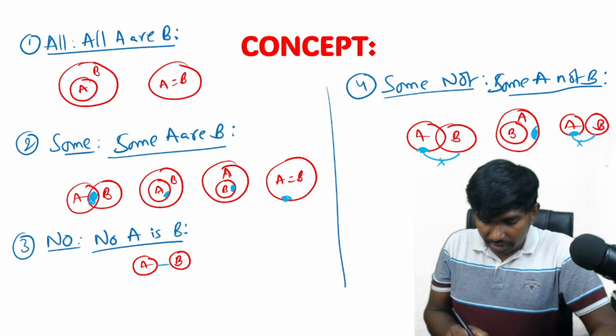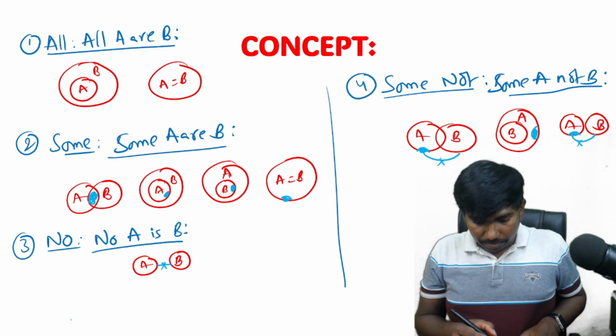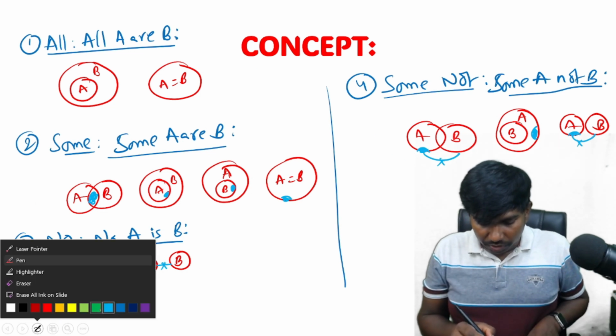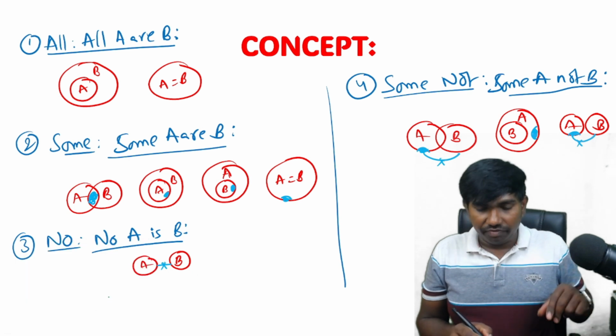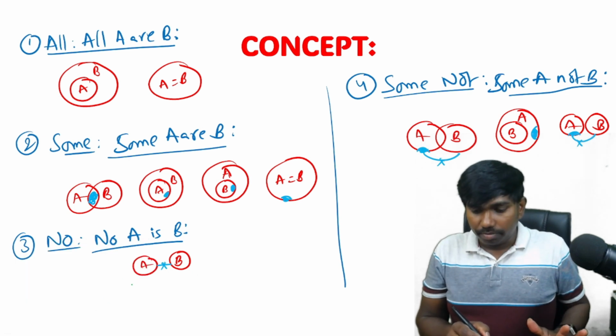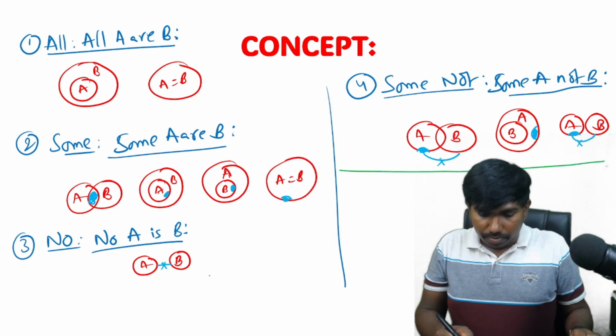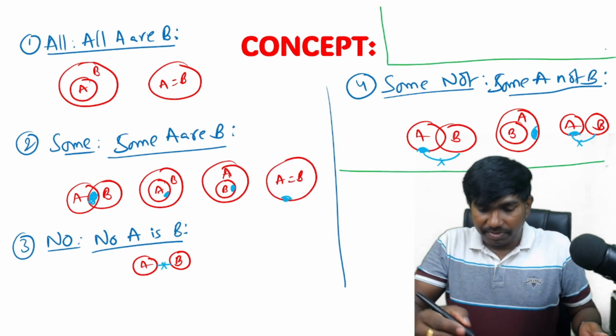And here, completely no means no, there is no intersection between A and B. So these are the possible diagrams, but for each and every question we don't draw these many diagrams. For each and every statement we don't draw these many diagrams. We will draw only one diagram.